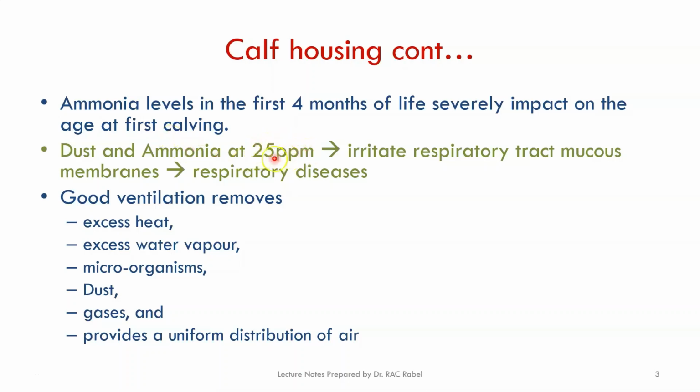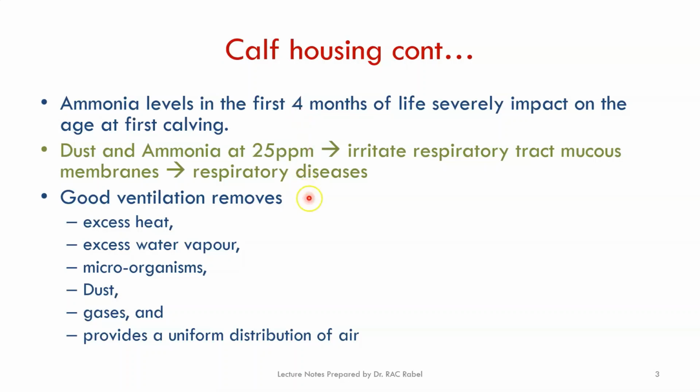So at 25 parts per million, they are known to irritate the respiratory tract mucosae and cause respiratory disease, right? Those are the short-term effects, and this is the long-term effects. So either way, you have to make sure you minimize all these bad things: dust, ammonia, all other gases, etc.